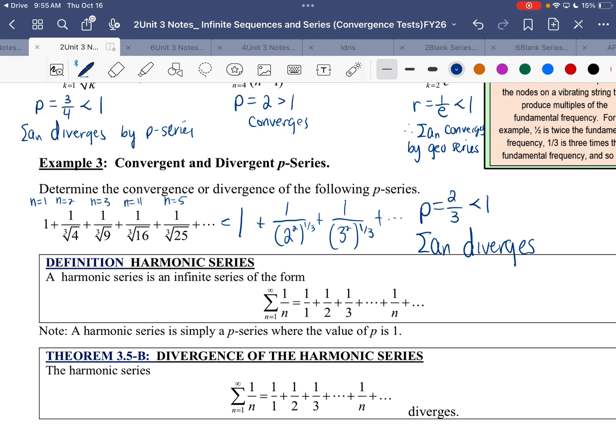So harmonic series are P series. They're just P series where P is 1. So if P is 1, then it's still considered small, right? If P is less than or equal to 1, we diverge. So all these harmonic series diverge. I don't know what the obsession with calling it a special name of harmonic series is, but whatever.